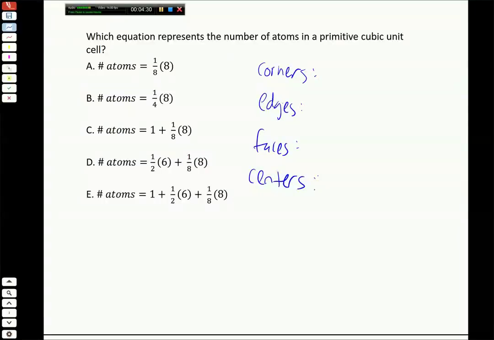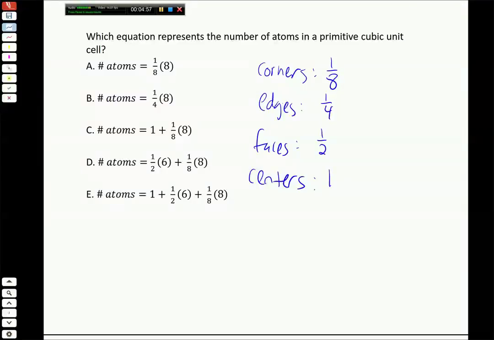And so when you have an atom in the corner of a cubic unit cell, we count it as 1/8, meaning that you have that corner shared by 8 unit cells, so the atom only counts as 1/8. Edges are shared by 4 unit cells, we count those as 1/4. Faces are shared by 2, so we count them as 1/2. Centers are shared by nothing, so we count them as a full atom if they're in the center of the unit cell or any position inside the unit cell.